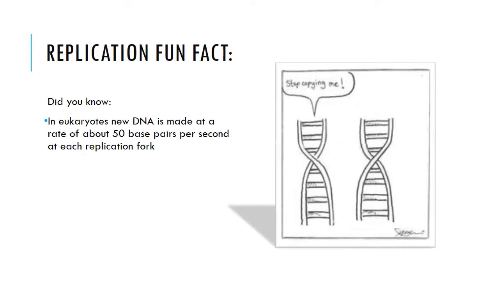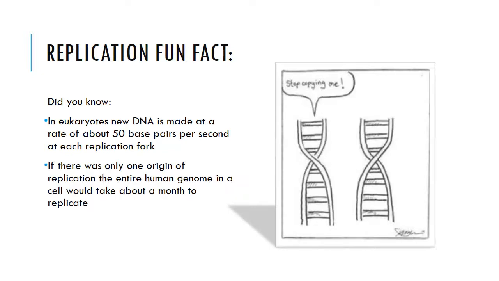Okay, something kind of neat to think about is the speed at which this is taking place. In grade 11, you learned a lot about mitosis and meiosis, and about the fact that it's part of the cell cycle, and that in interphase we have the doubling of the chromosomes, but we don't really talk about how fast that is. So in eukaryotes, it tells us here that we can build about 50 base pairs per second at each replication fork.